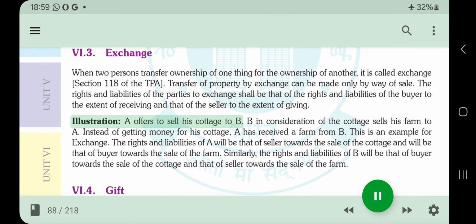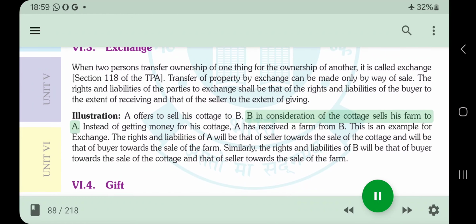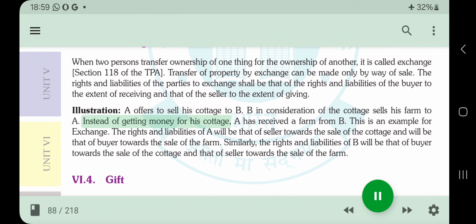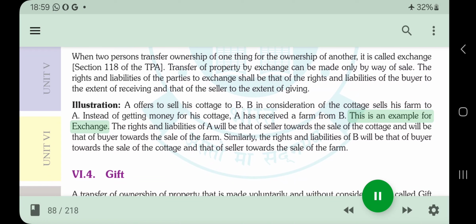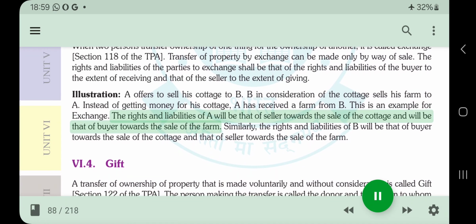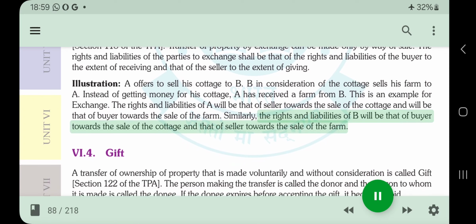Illustration. A offers to sell his cottage to B. B, in consideration of the cottage, sells his farm to A. Instead of getting money for his cottage, A has received a farm from B. This is an example for exchange. The rights and liabilities of A will be that of seller towards the sale of the cottage and will be that of buyer towards the sale of the farm. Similarly, the rights and liabilities of B will be that of buyer towards the sale of the cottage and that of seller towards the sale of the farm.